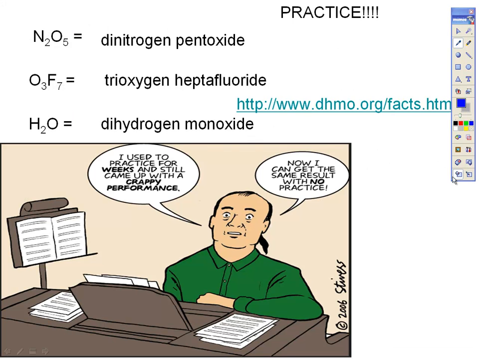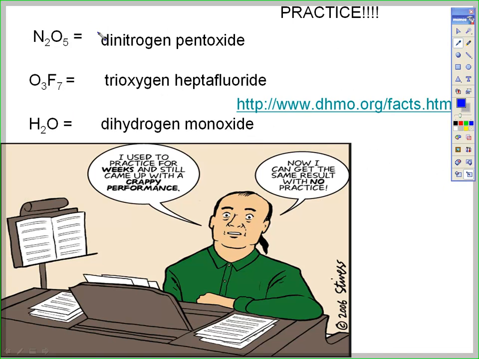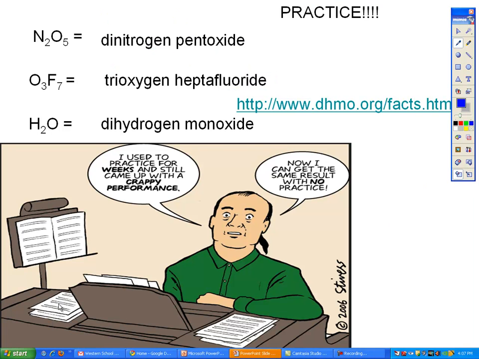So let's do a couple of these here. N2O5 we have as dinitrogen pentoxide. Notice dinitrogen, and then pent for 5, so 2 nitrogens, 5 oxygens, and it ends in "ide". We have trioxygen heptafluoride, so again 3 oxygens, 7 fluorines, and the name ends in "ide". And then we have water, which is actually dihydrogen monoxide. So let's go back and I'll give you a few more to practice here.